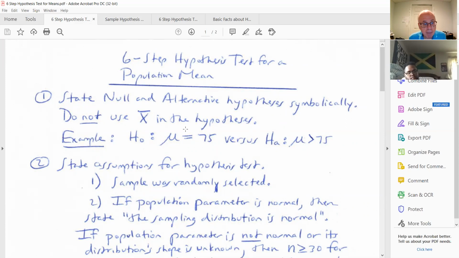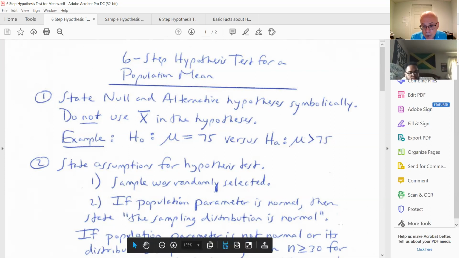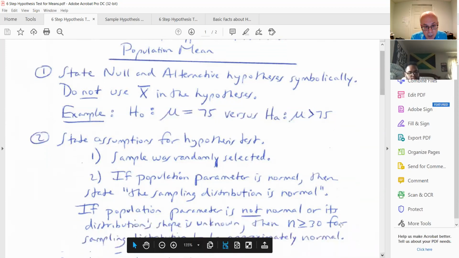Now, step 1, again, you're going to state the null and alternative hypotheses, just something like this. All right, you're going to write null hypothesis. I like to use the word versus because it's a competition between the two hypotheses. And then we do HA and then do the alternative. Step 2 is the assumptions.